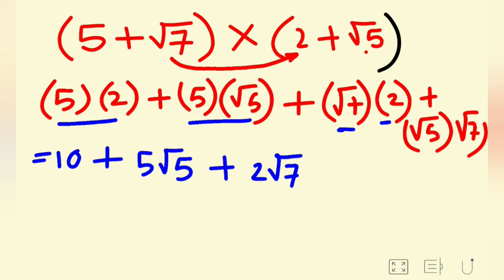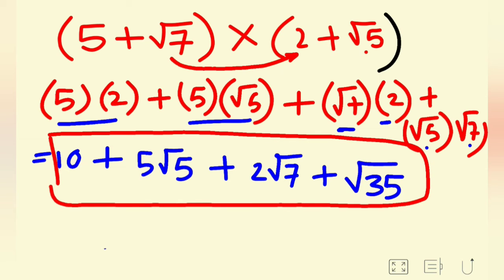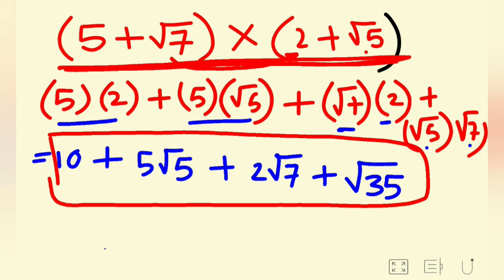Always remember that if there is a number like x and root x, always keep the rootless number before the root number. Now it is root over 7 into root over 5, so root over 35. So this is the multiplication we get after these two things.